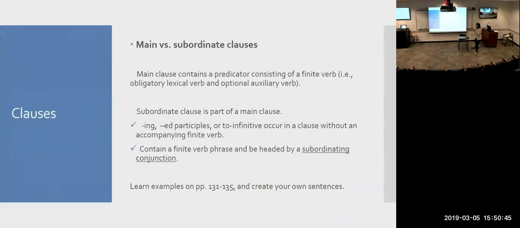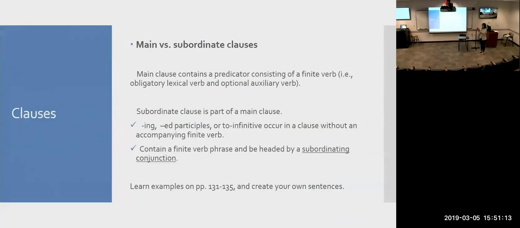I want you to try to understand the differences between the main clause and the subordinate clause. So what is the main clause? A main clause usually contains a predicator consisting of the finite verb. The finite verb can consist of an obligatory lexical verb, but sometimes this lexical verb can be together with an auxiliary verb.